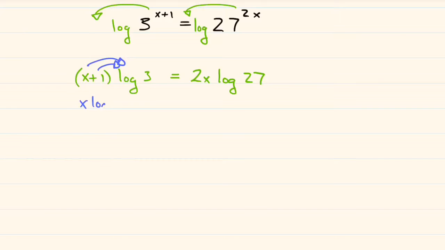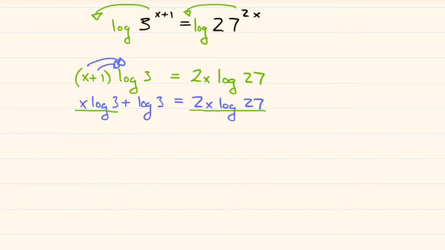So I've got to multiply that log 3 by x and by 1. So it becomes x log 3 plus 1 times log 3, which is log 3, equals 2x times log 27. Then I want to group the x's all on the same side of the equation. So the x log 3 and the 2x log 27 I want on the same side. Everything that doesn't have an x needs to be on the other side of the equation.